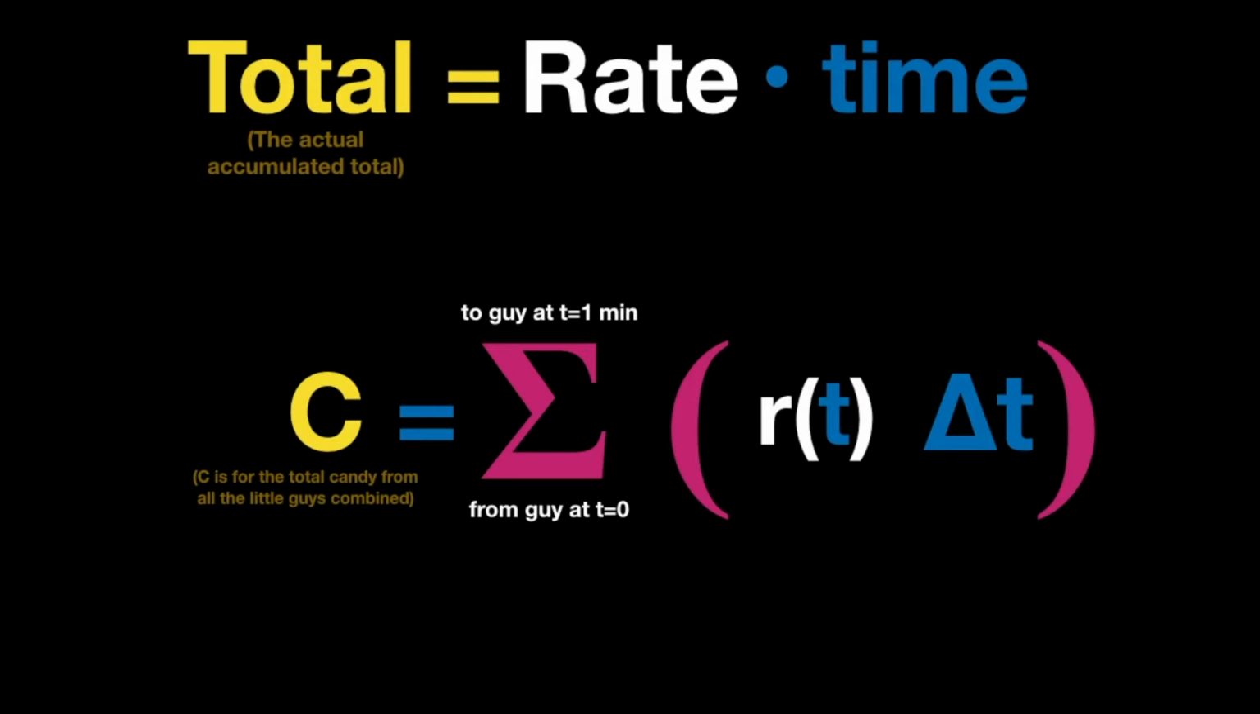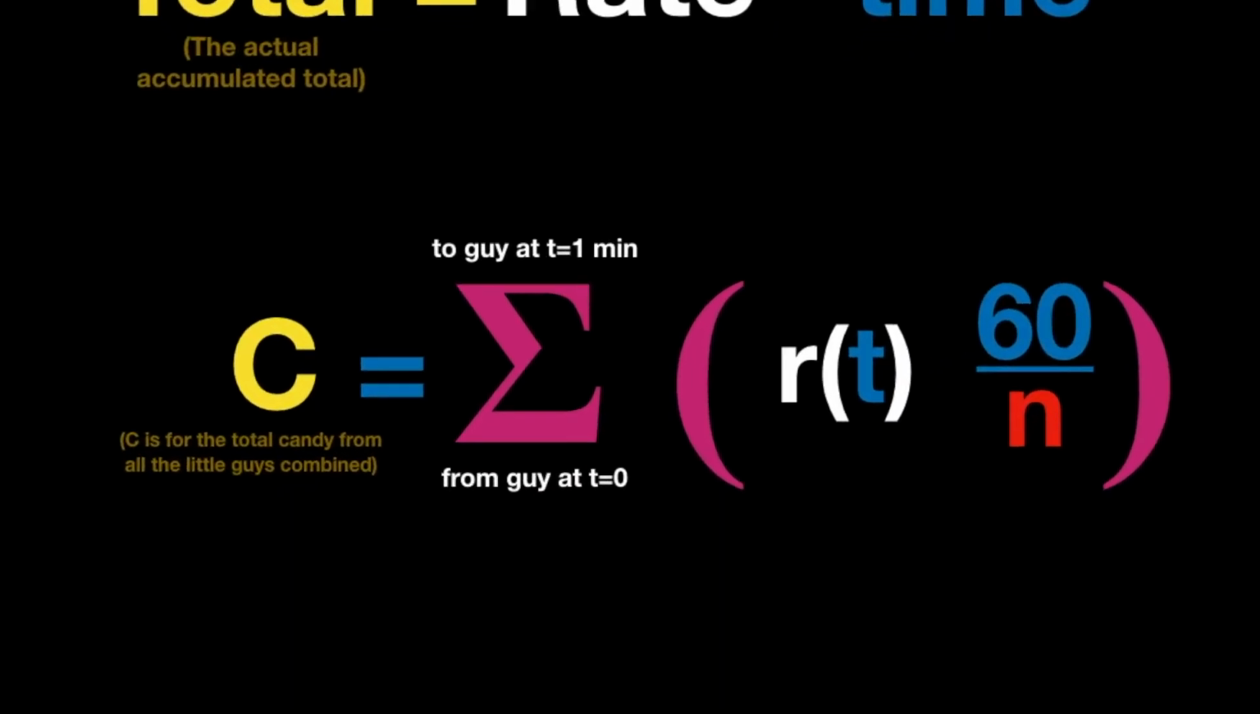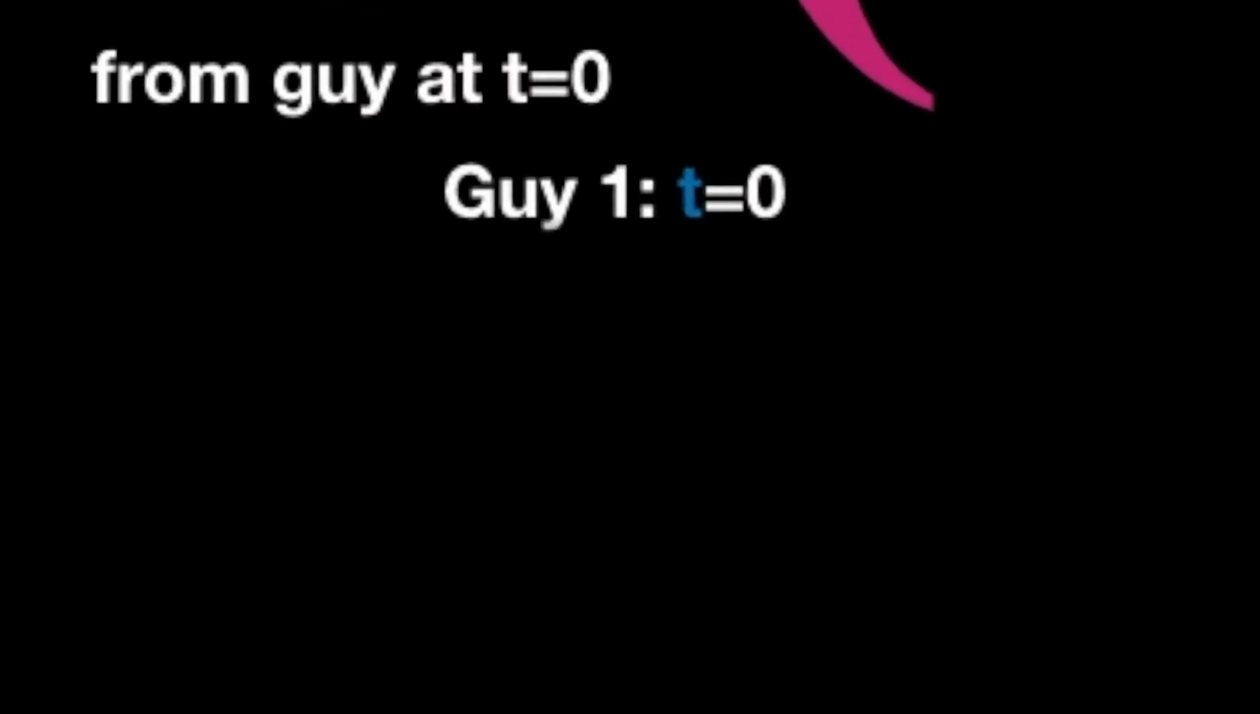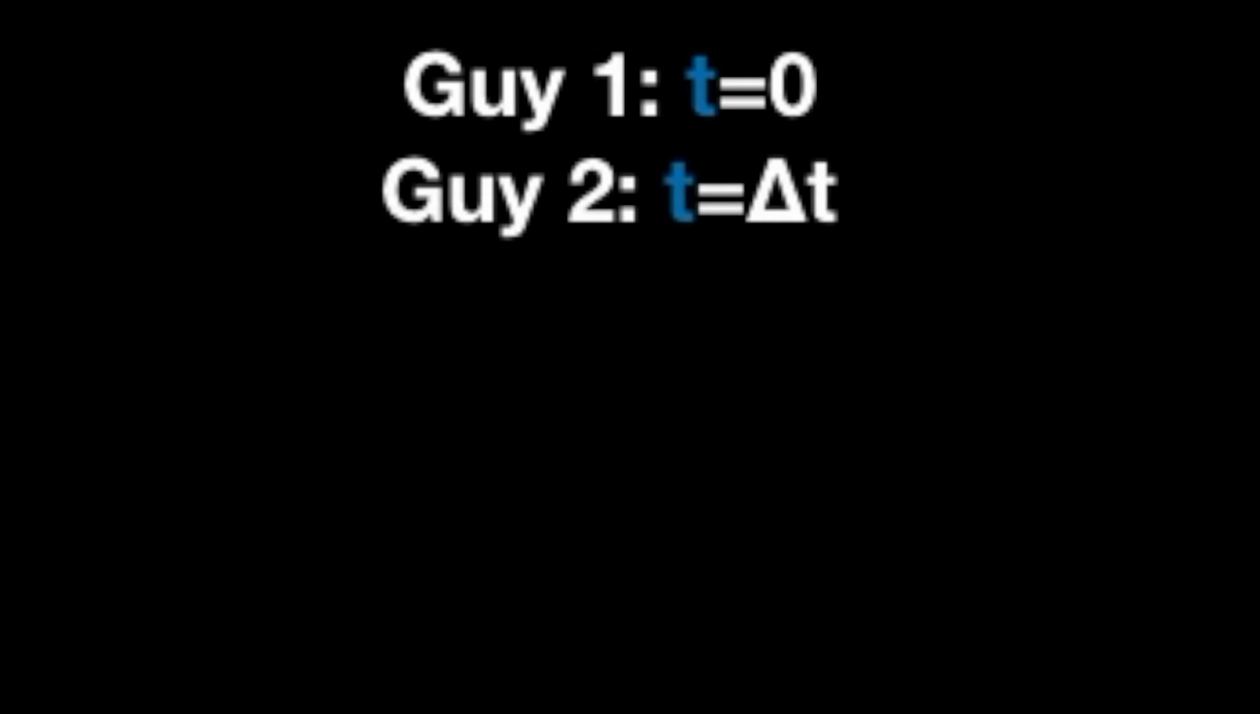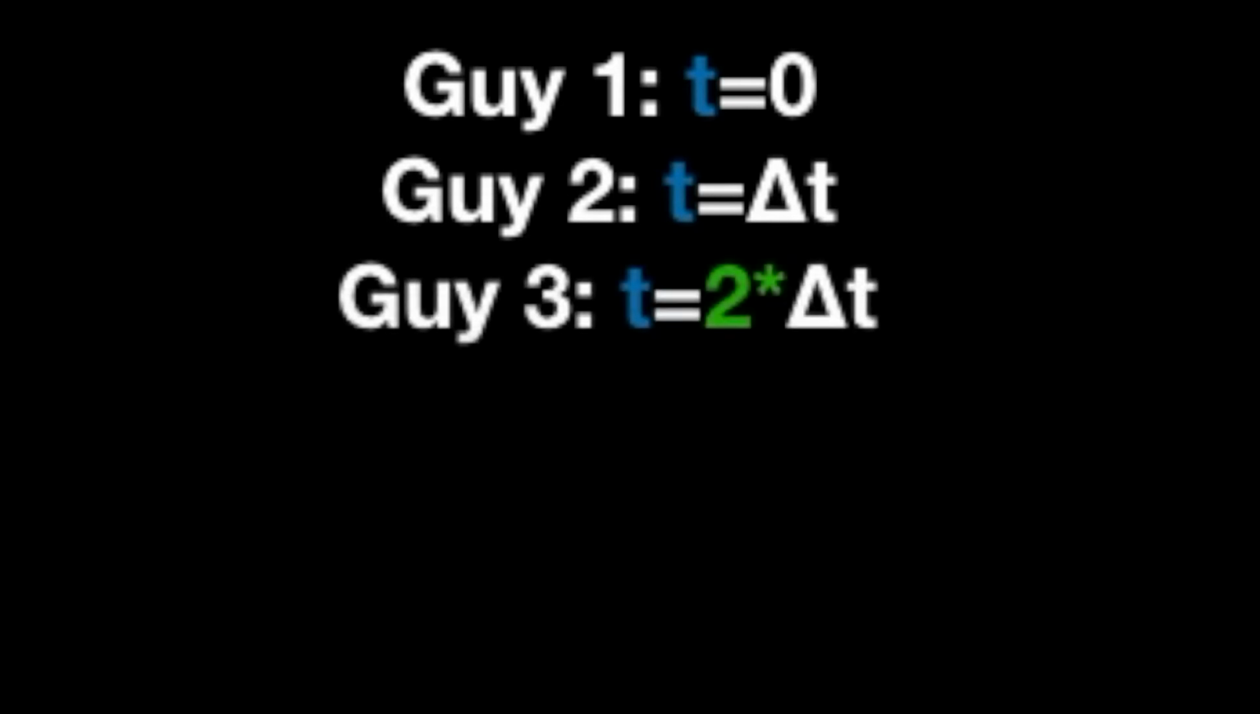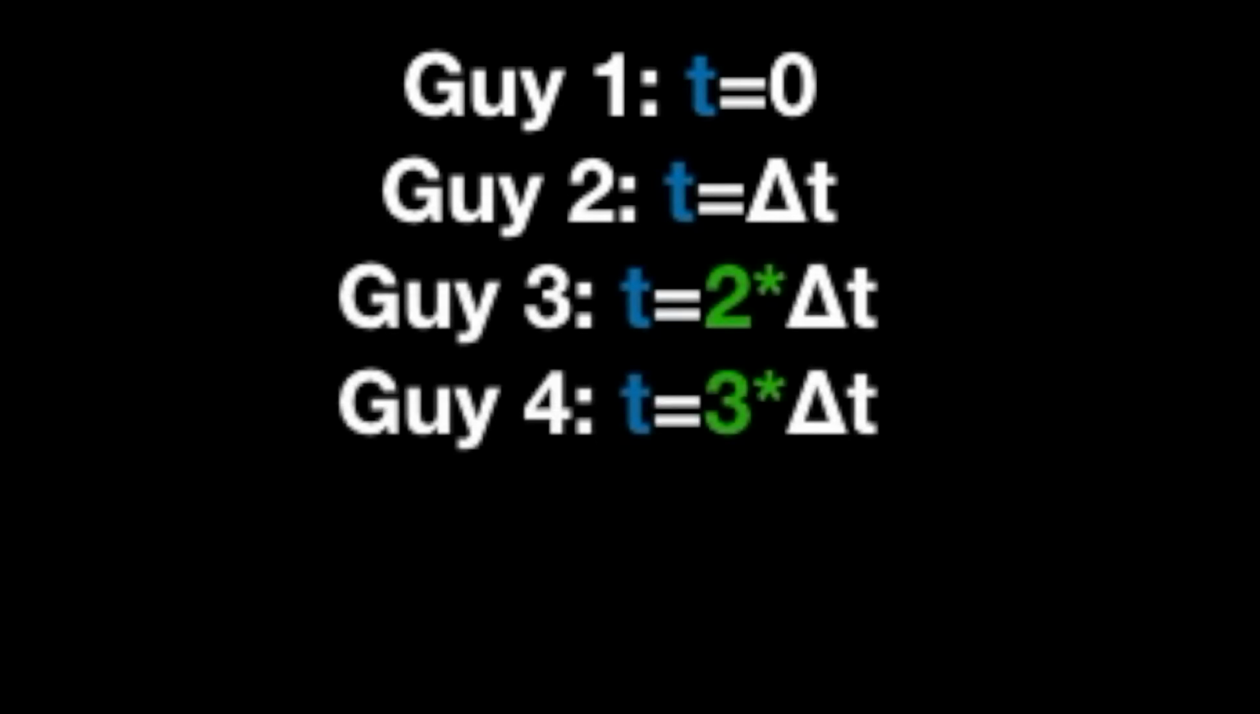So the delta t is an infinitesimally small chunk of the total 60 seconds, correct? So it should be the same as taking the 60 seconds and dividing it amongst the amount of little guys giving us candy, right? We'll call this amount of little guys n, which we already know is actually infinity, but stay with me. And so the first guy is located at t equals 0, the next guy is located at delta t, the second guy is located at delta t times 2, the third guy is located at delta t times 3, and so on, correct?